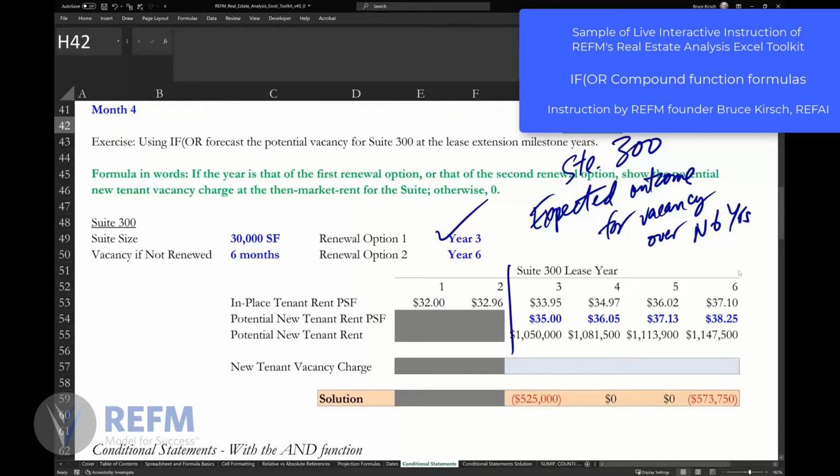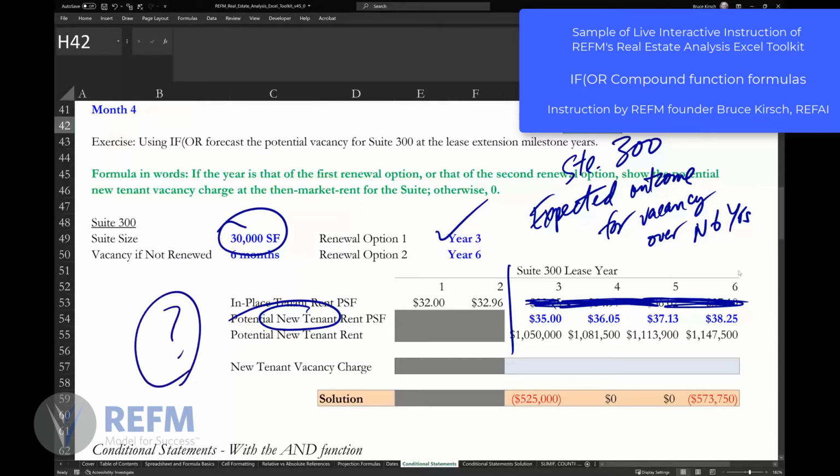If they don't stay in place beyond the end of year 2, I need to have some set of assumptions for, well, what rent do I think I could get for a potential new tenant? I still have to fill that 30,000 square feet, but now the tenant is unknown. I don't know who that's going to be. So I'm sitting here today again, and I'm looking forward into the future, trying to tell some story about the future to the best of my ability, which is tough, right? Because you know you're going to be wrong.